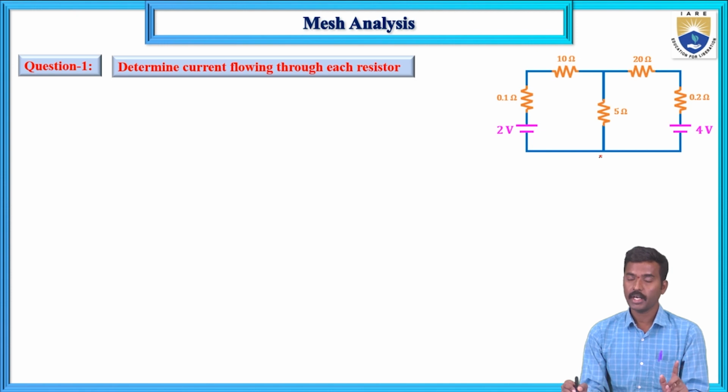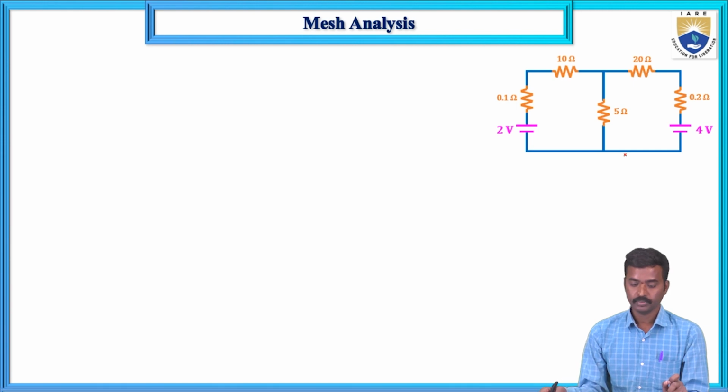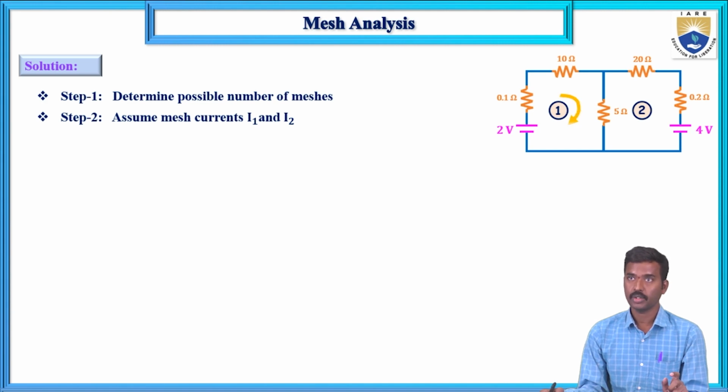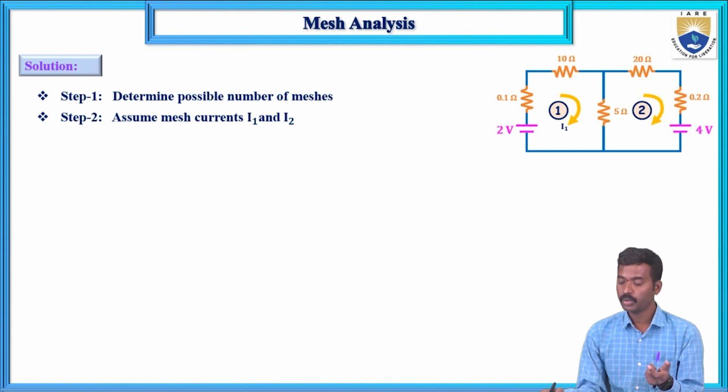So step 1 is to identify the possible number of meshes. Solution: determine the possible number of meshes. Here how many meshes? Here 1 and 2, mesh 1 and mesh 2. Step 2 is to assume the mesh currents I1 and I2 in the clockwise direction. So here you can see the direction of I1 and I2. I2's current direction is also clockwise.